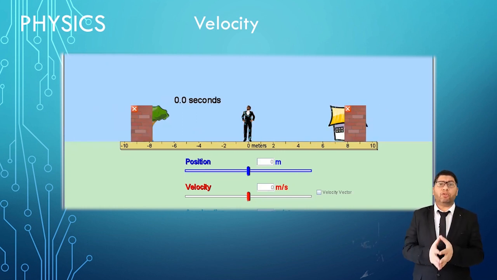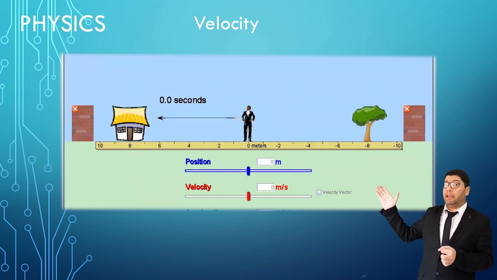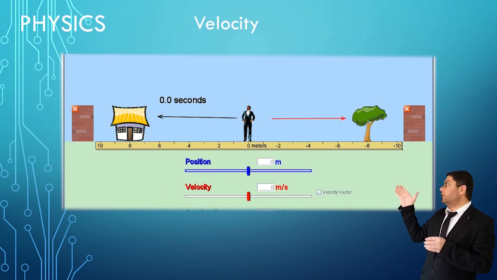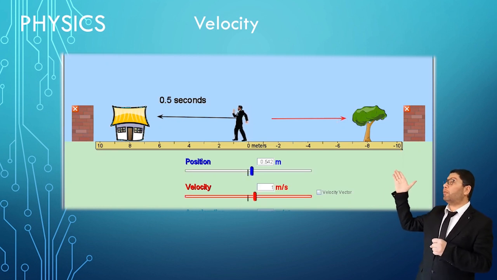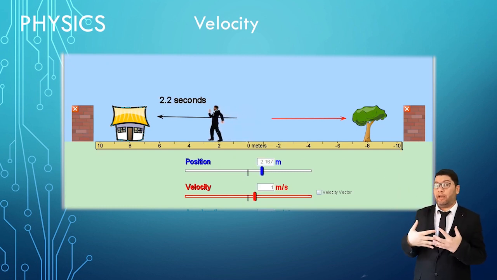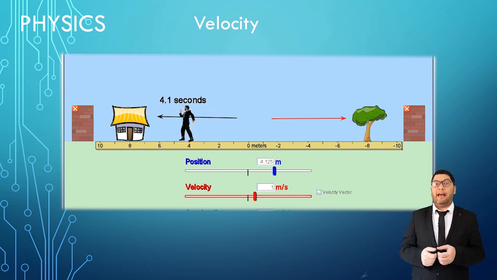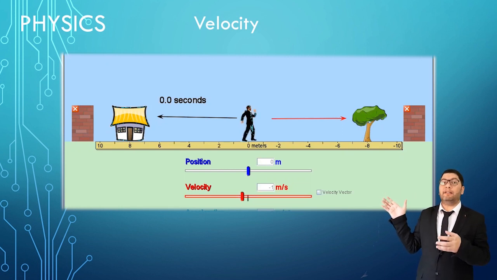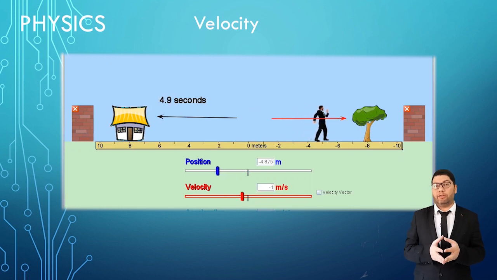For example, I want to change the axis here. I want to choose the positive to the left and the negative to the right. When I give the velocity for this man as positive 1 meter per second, it's moving to the left because in this situation I chose the positive direction to be to the left. And when I give it minus 1 meter per second, here we have a negative sign, so it moves to the right because I already chose the negative to be to the right.